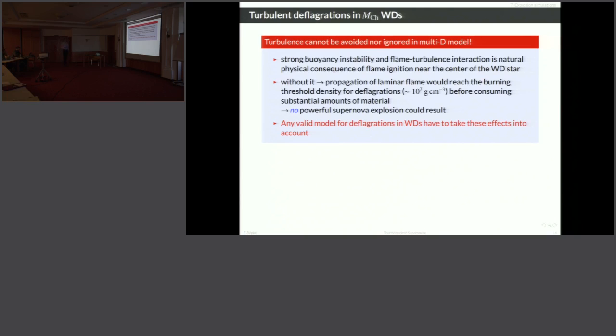Without such a flame turbulence interaction, the propagation of the flame would be laminar, it would be very slow, and it would reach the burning threshold for density for deflagration, which is around 10^7 grams per cubic centimeter, before consuming substantial amounts of material. Below that, you don't have deflagration burning anymore. So in this case, no powerful supernova explosion would result. The only reason why in multi-D you actually get a powerful explosion of the star is that you have acceleration of the flame due to the interaction with turbulence. So any valid model for deflagrations in white dwarfs has to take these effects into account.